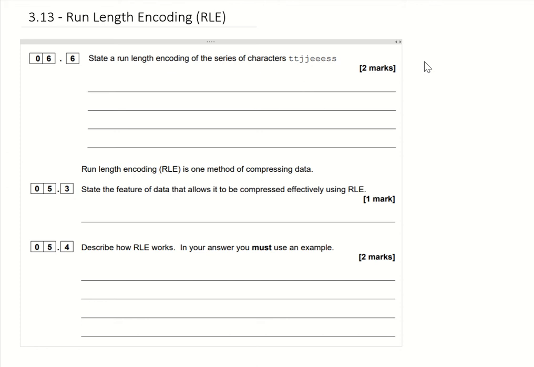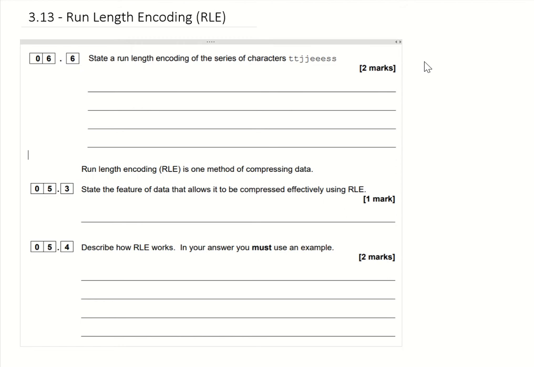So in this video, we're going to talk about run length encoding, also known as RLE, and this is a form of compression. Now, run length encoding is a good way to compress data which has lots of repeating characters or lots of repeating data. If you use run length encoding on data which doesn't have lots of repeating characters, then it can actually make the file size bigger, thus making the whole point of compression irrelevant.